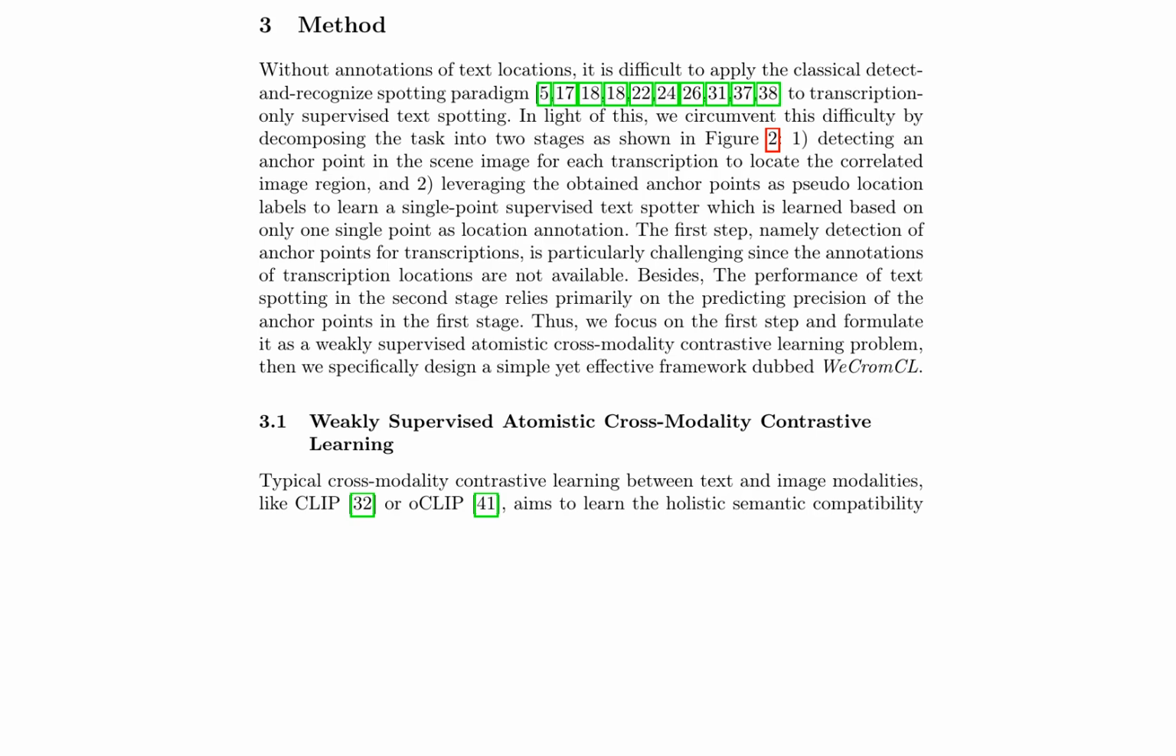The paper's architecture is detailed in Figure 2, showcasing the key components and their roles in the process. It highlights the challenges in detecting anchor points without transcription location annotations and the importance of prediction precision in this step for the overall performance of text spotting. This novel approach has the potential to significantly enhance the efficiency and accuracy of text spotting in various applications.